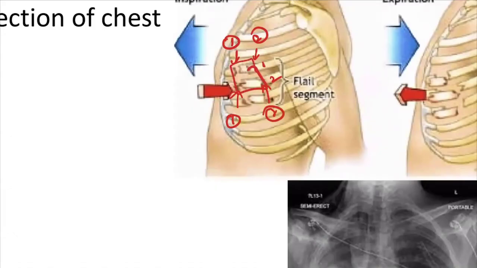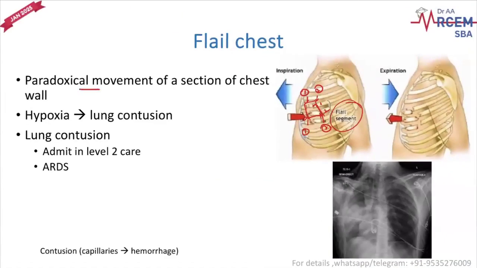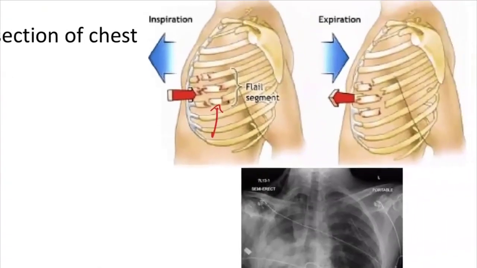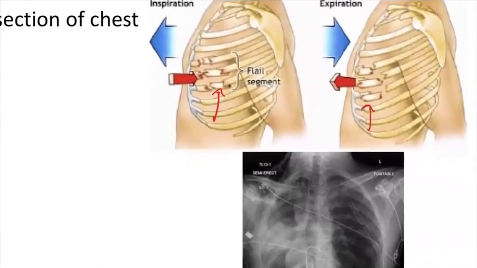If a segment is formed by two adjacent ribs which are fractured at two different sides, then it forms a flail segment. This flail segment will have paradoxical movements. What are paradoxical movements? During inspiration, when you are trying to suck the air in, this segment is drawn inwards. Rest of the rib cage is drawn outwards. During expiration, this segment is pushed outwards.